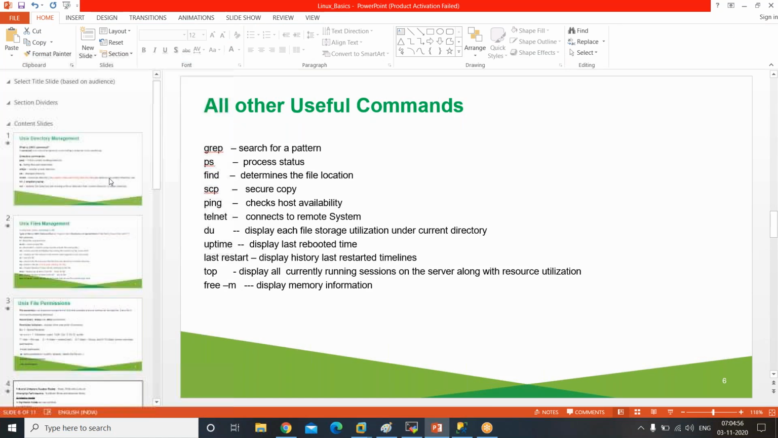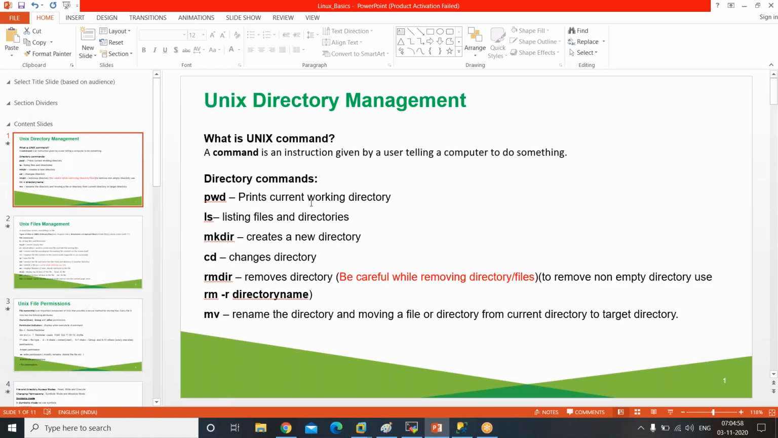So we were talking about what yesterday, the basic commands. We talked about present working directory, listing the files, creating the directories and switching the directories using the cd command, from one directory to another directory. If we have to move back and forth, use cd. Remove directory will remove the empty directories. If you want to remove non-empty directories, use the recursive option, rm -r directory name.